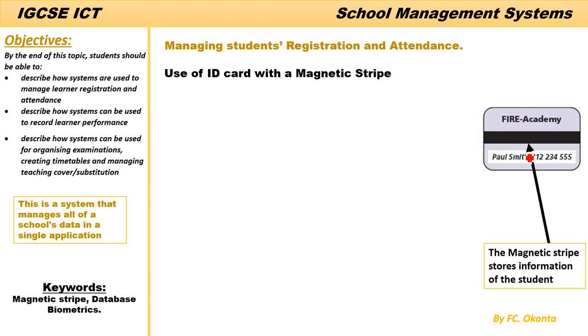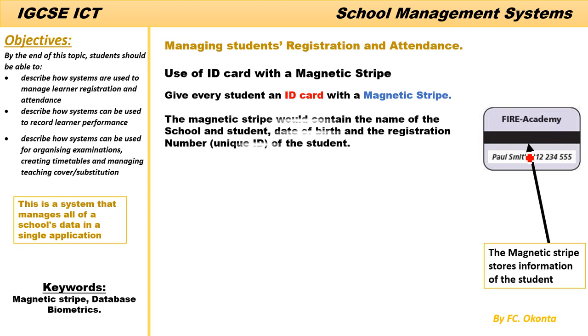Now, how do we use this to manage student registration? Every student will need to be given an ID card with the magnetic stripe. That's one point. Then the magnetic stripe will contain the name of the school, the date of birth, and the registration number. That's a unique student ID number.